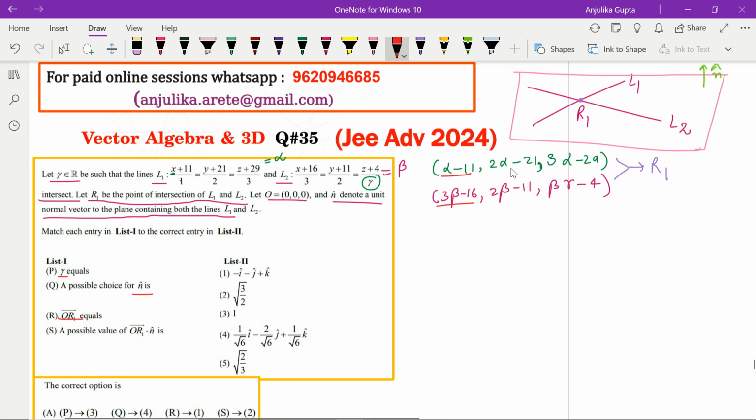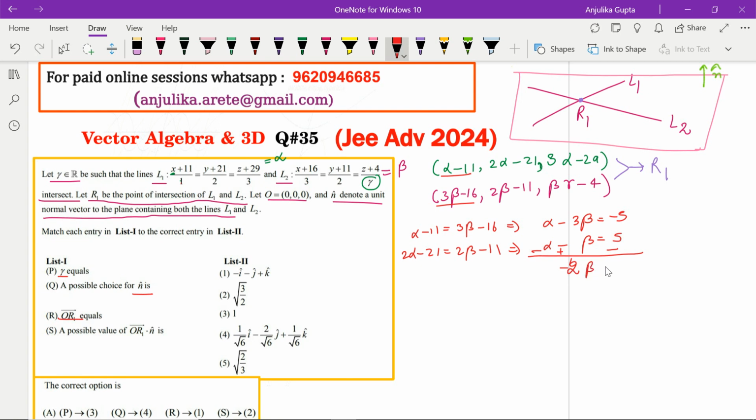That means we equate the x coordinate, y coordinate and z coordinate. So equating x and y coordinates, let's do that. You form an equation in alpha and beta. So you get minus 3 beta is equal to minus 5. Equate the y coordinates, you get 2 alpha minus 2 beta is equal to 10. Or you can write alpha minus beta is 5. All this to get beta and alpha. Let's subtract them. If you subtract them, you get minus 2 beta is equal to minus 10. So you get beta value to be 5.